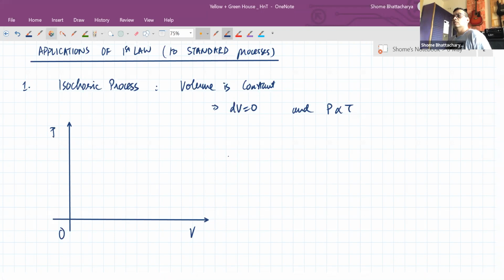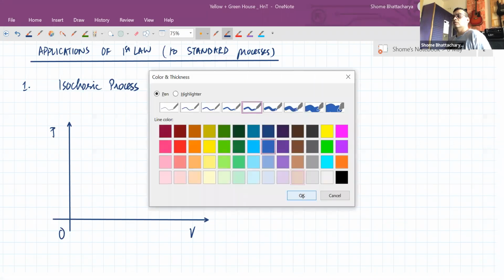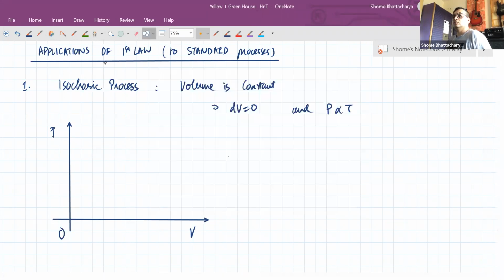Sir, you didn't have to note the above one. So in the last lecture, you taught us about the isobaric process, right? Yes, yes. So today we will look at it in detail. Okay, sir.